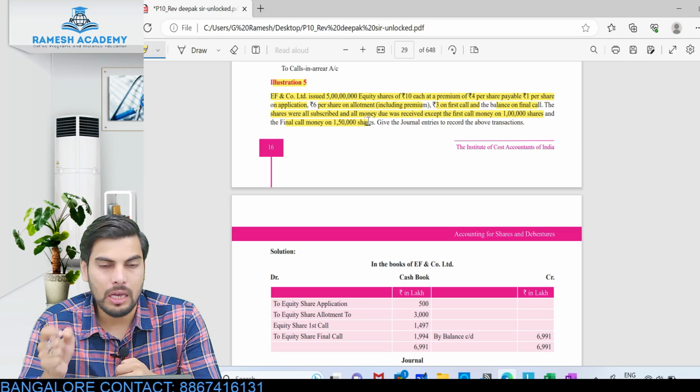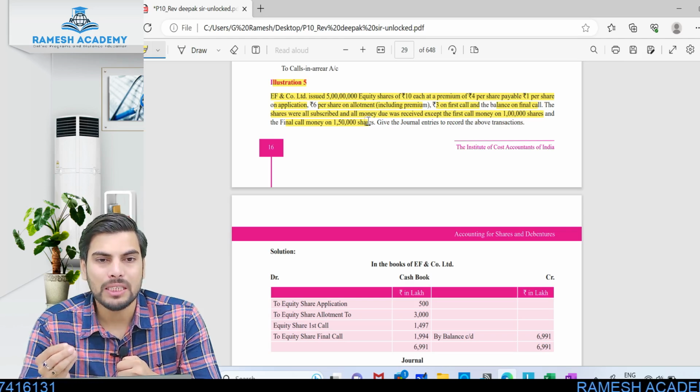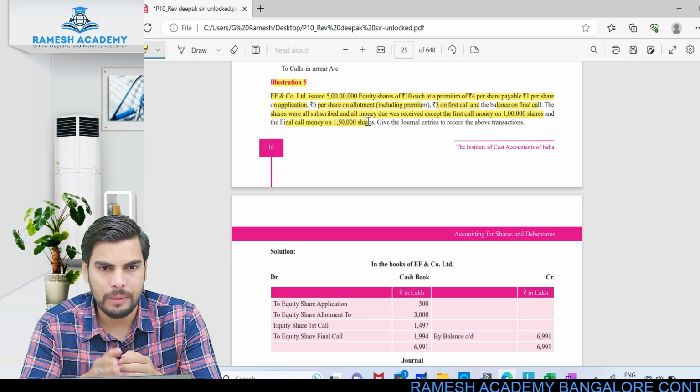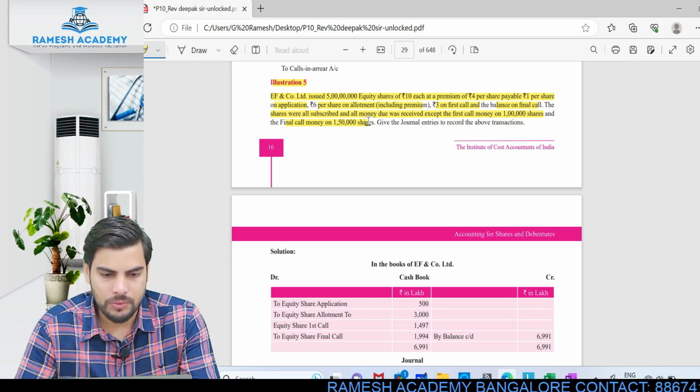So calls in arrears, are we supposed to debit or credit? We are just supposed to debit because it is receivable. And in which entry are we supposed to debit? We are supposed to debit this calls in arrears while passing the receipt entry. So whenever we actually receive the money, that is the moment wherein we realize that there is still some amount which is in arrears. Clear? So let's straight away just solve this illustration number 5.